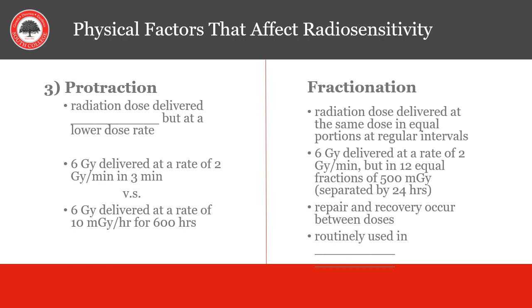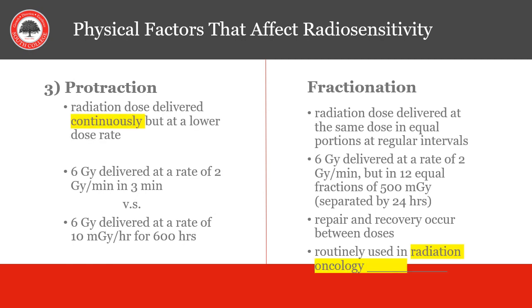The third and final factor that affects radiosensitivity is going to be protraction versus fractionation. If a dose is delivered over a long period of time rather than quickly, the effect of that dose is less. So stated differently, if the time of radiation is lengthened, a higher dose is required to produce the same effect. And this is just a basic statement from your textbook. So to shorten it up, protraction is a radiation dose delivered continuously, but at a lower dose rate.